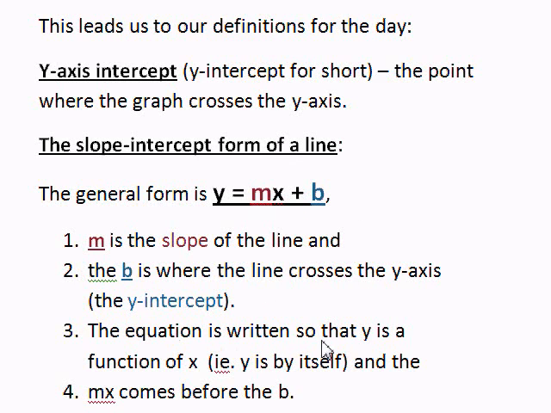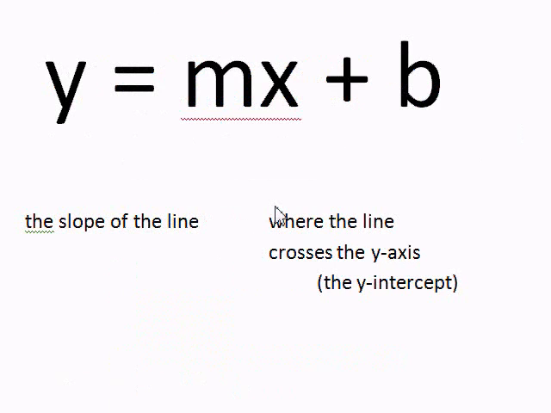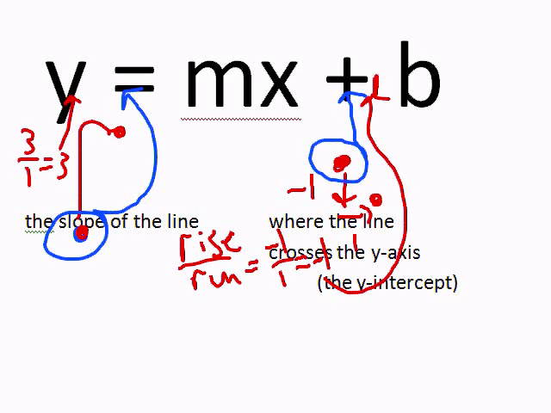The equation is written so that y is a function of x. In other words, y is by itself, and the mx comes before the b. That's a lot of information. Let's take a look at a slightly simpler form. I made it really large for emphasis because this equation is really important for a lot of what we're going to be doing this year in Algebra 1.